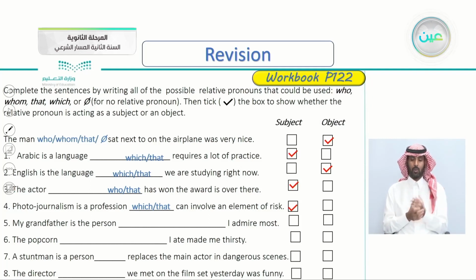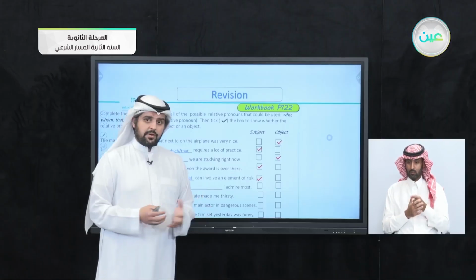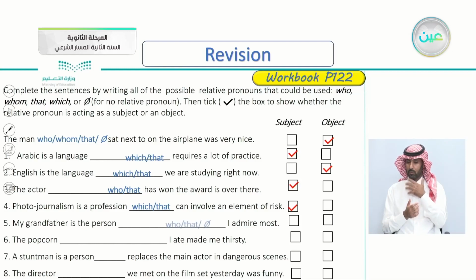My grandfather is the person I admire most. So we're talking about his grandfather here. So yes, we're talking about a person. We can say who, that, or the sign for no relative pronoun. And of course, it's an object, because the subject here is I, so we can omit it. We can say my grandfather is the person I admire most. The popcorn, number six, the popcorn I ate made me thirsty. So yes, which, that, or the sign for no relative pronoun, and of course it's an object. So we can just say the popcorn I ate made me thirsty.